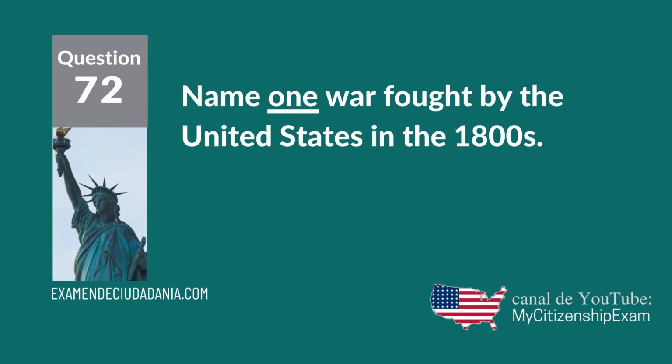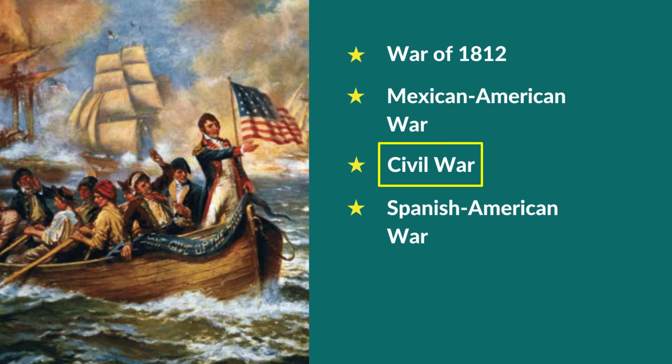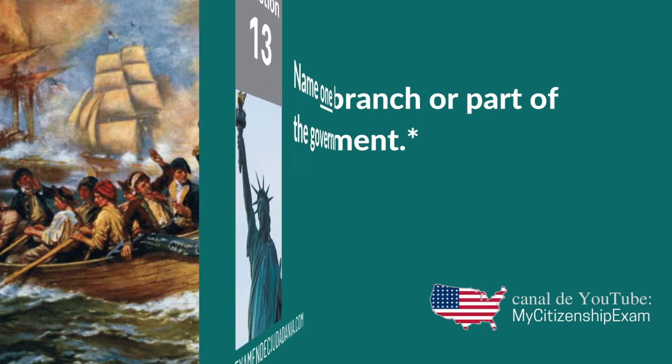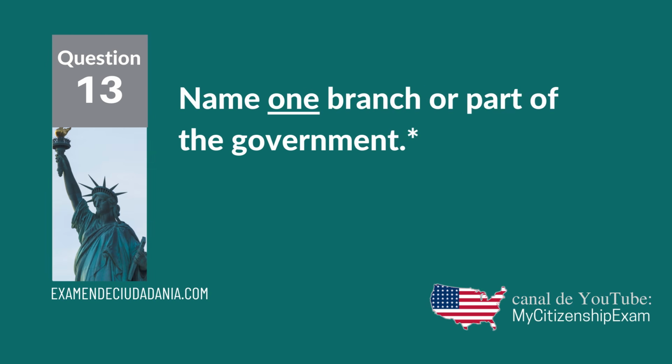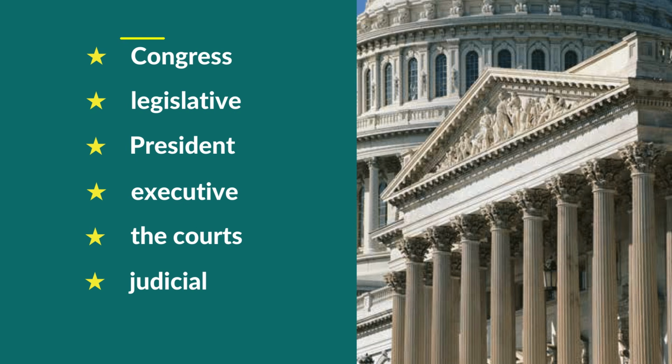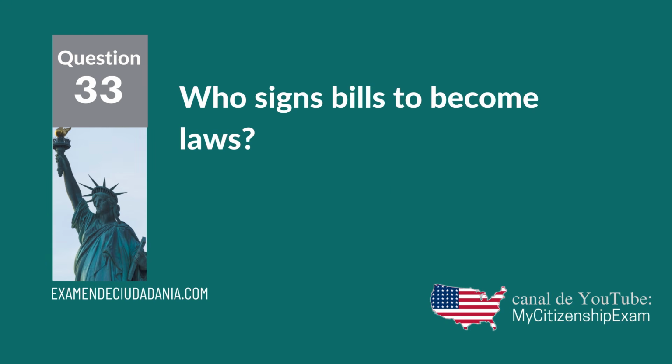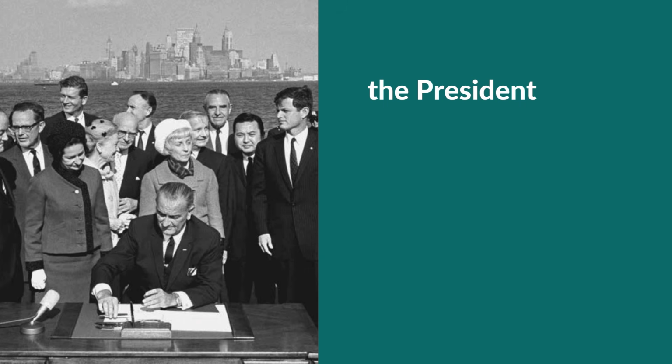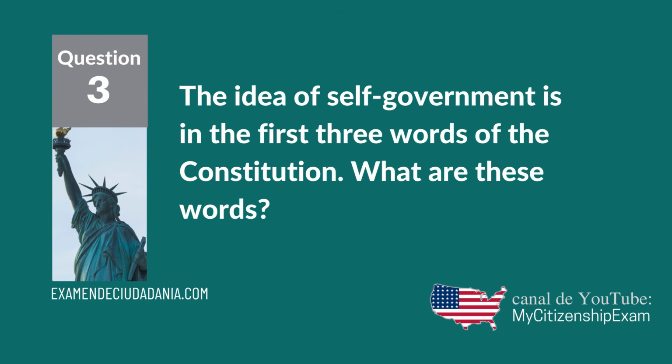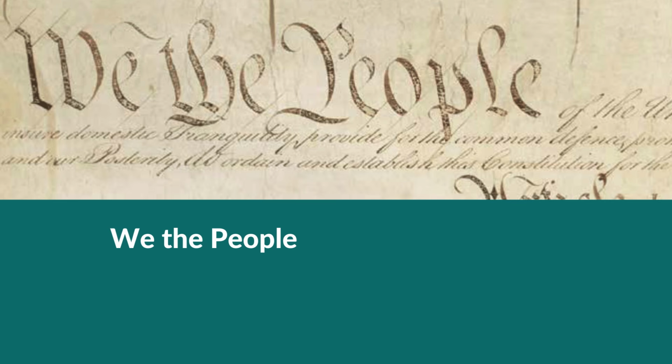Name one war fought by the United States in the 1800s. Civil War. Name one branch or part of the government. Congress. Who signs bills to become laws? The President. The idea of self-government is in the first three words of the Constitution. What are these words? We the people.